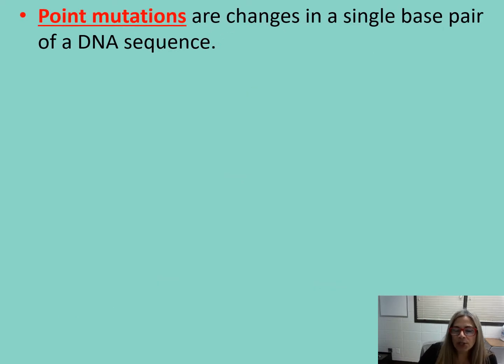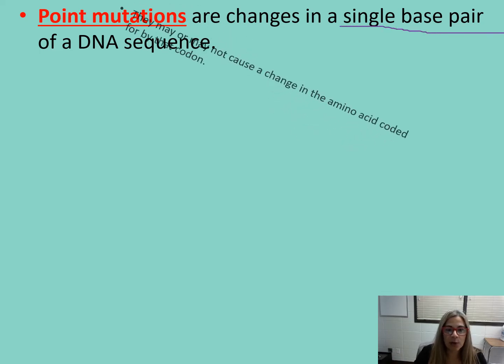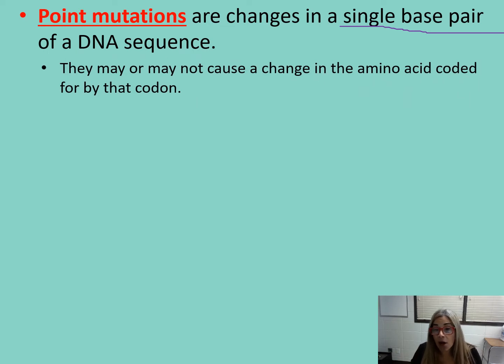So when we talk about mutations, there's several different kinds that we can discuss on a gene level. So the first one is a point mutation, and a point mutation, as the name implies, is something that affects just a single base pair in a DNA sequence.